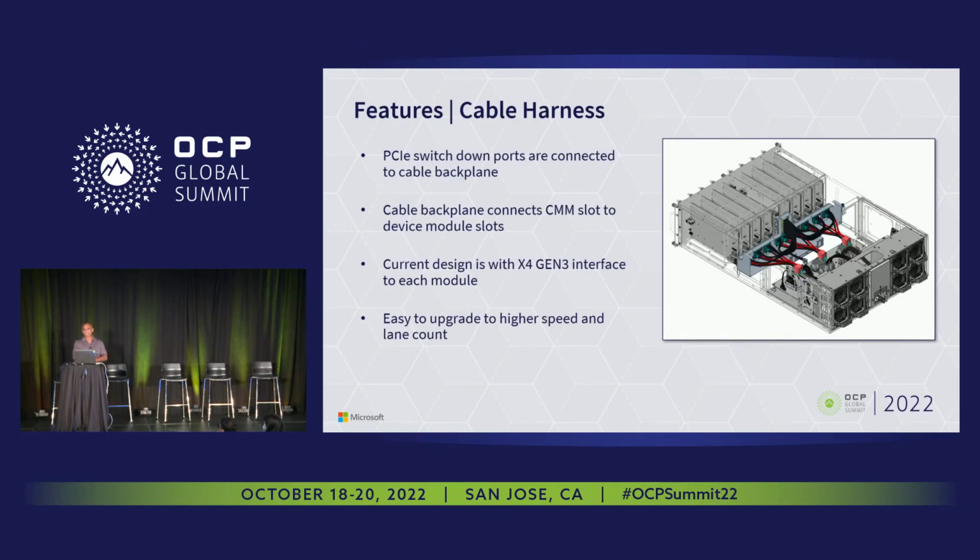From the signaling standpoint, in this chassis we have the PCI downstream ports extended from the chassis management module to the device modules. For the design I'm showing here, we have Gen 3 x4 downstream ports extended to the device modules. This cable backplane can be easily modified to go higher in speed and larger in lane count.